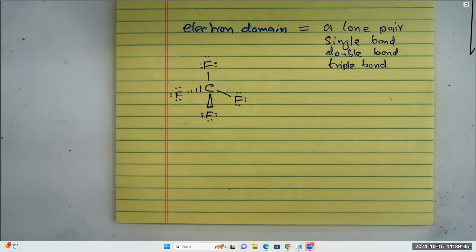Electron domain and the bonding electron pairs around the central atom, they're the same. Okay, so if you have like four single bonds, you have four bonding electron pairs. So we have four electron domains around it. Yeah, the same. Any other questions, concerns, comments?